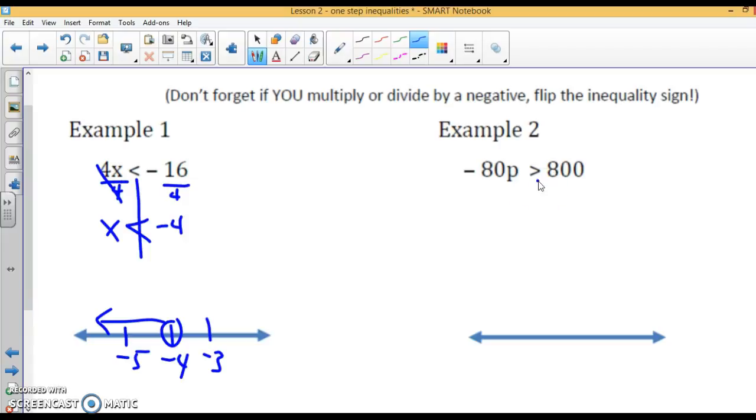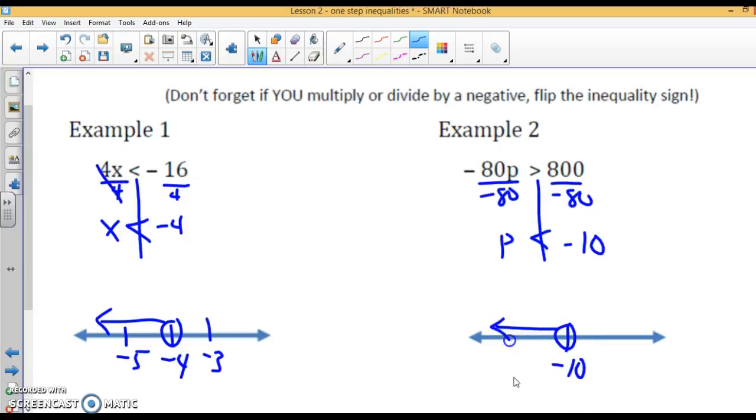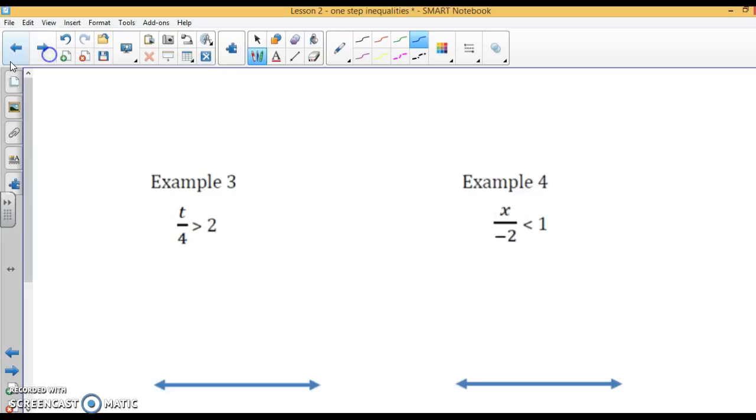Now, example 2. I'm going to divide both sides by negative 80. So I'm going to get p. Ding, ding, ding. We divided both sides by a negative. So we need to switch our inequality. So a greater than becomes a less than, and it'll be negative 10. So, there's negative 10. Open circle, shaded left. As you graph your final answer, do not forget, if you multiply or divide by a negative, you need to switch the inequality.